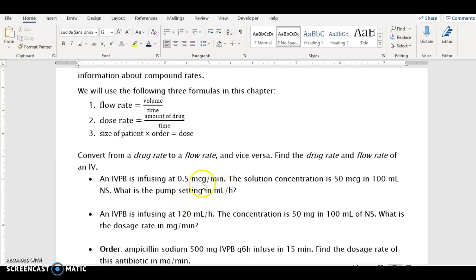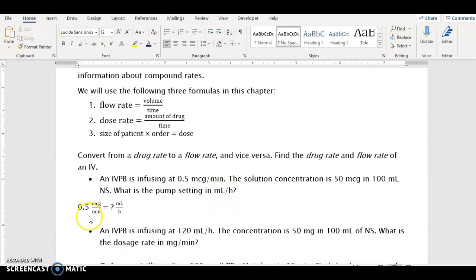We're going to go from the given drug rate of 0.5 micrograms a minute to the pump setting of the IV in milliliters per hour. In other words, 0.5 micrograms a minute is equal to how many milliliters per hour? That's what we're going to start with, the drug rate in micrograms a minute. The only other piece of information that we're given in the problem is the concentration of the drug in the IV bag, which says it's 50 micrograms in 100 milliliters of normal saline.